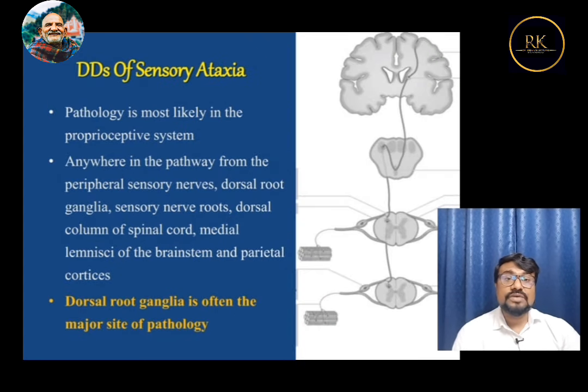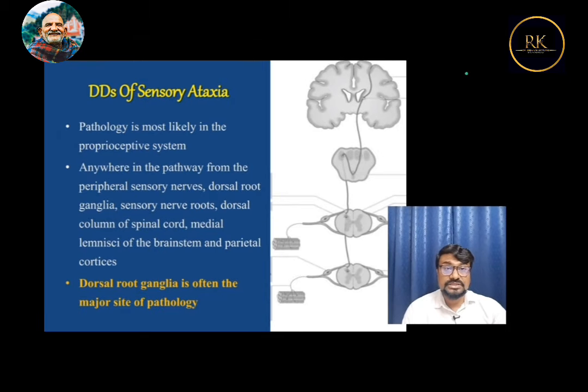The diseases causing sensory ataxia include pathology anywhere in the proprioceptive system, from peripheral sensory nerves to dorsal root ganglia, to sensory nerve roots, to the dorsal column of the spinal cord, to the medial lemniscus of the brainstem, to the parietal cortex. With lesions anywhere in this pathway, the patient will present with sensory ataxia, and dorsal root ganglia are the most commonly affected.